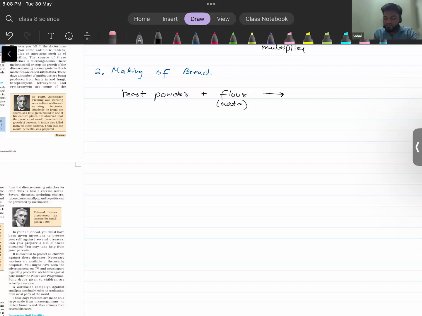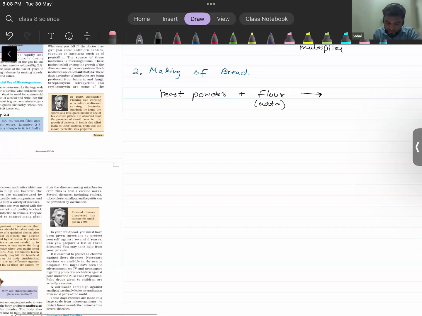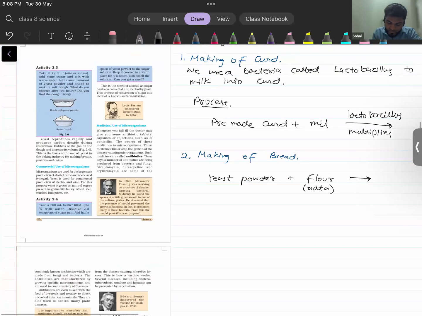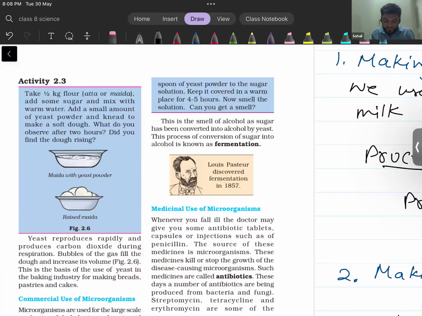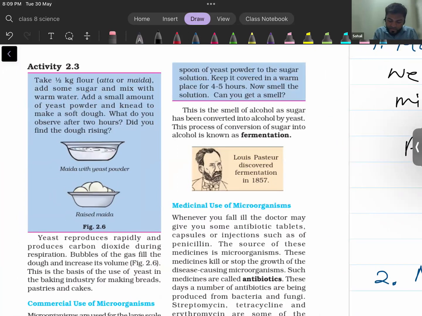Let me explain why, with an activity here. That's why I've taken the activity book. Read activity 2.3 here, then you will get to know what is the utility of yeast powder. Take half a kilogram of flour, atta or maida. Add some sugar and mix it with warm water. Add a small amount of yeast powder and knead to make a soft dough.